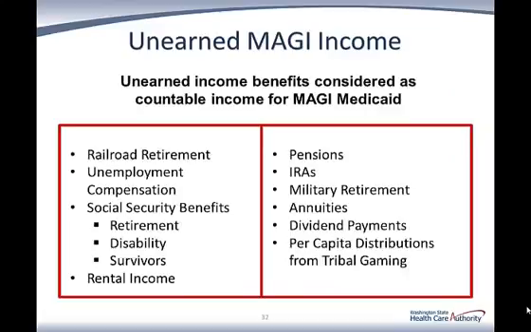Now let's review unearned income benefits. The following types of income are considered countable for MAGI Medicaid, including railroad retirement, unemployment compensation, Social Security benefits, including retirement, disability, survivors, rental income, pensions, IRAs, military retirement, annuities, dividend payments, and per capita distributions from tribal gaming.